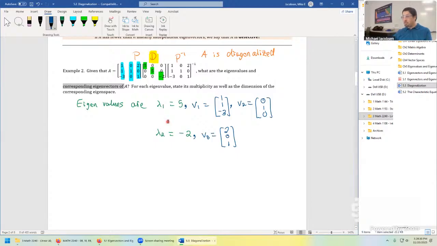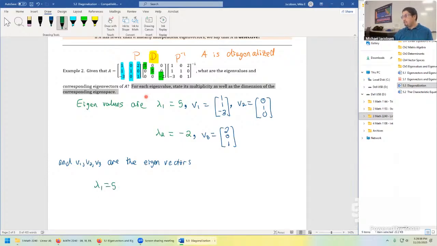So the eigenvalues are those two, and V1, V2, V3 are the eigenvectors. It also says for each eigenvalue state its multiplicity, as well as the dimension of the corresponding eigenspace. So it's asking for a lot. Let's run through this second part right here.